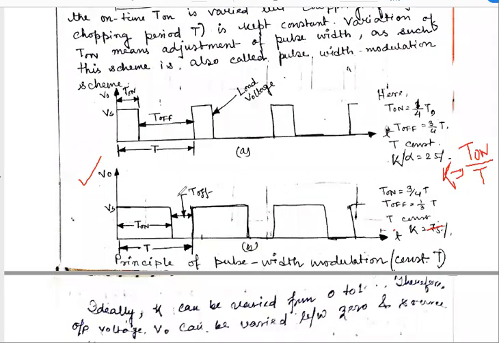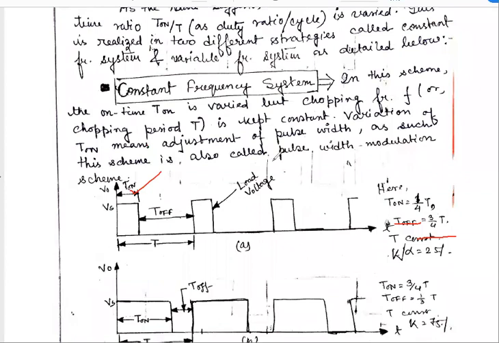In case of the second waveform, we see that we increase the turn on time for the chopper. Means T on is increased and it becomes 3/4 of T, and the off time is 1/3 of T. As T is constant, K becomes 75%. So using this principle, we can change the value of K, and this is called the pulse width modulation scheme or PWM scheme. Okay, this is also important for your examination.